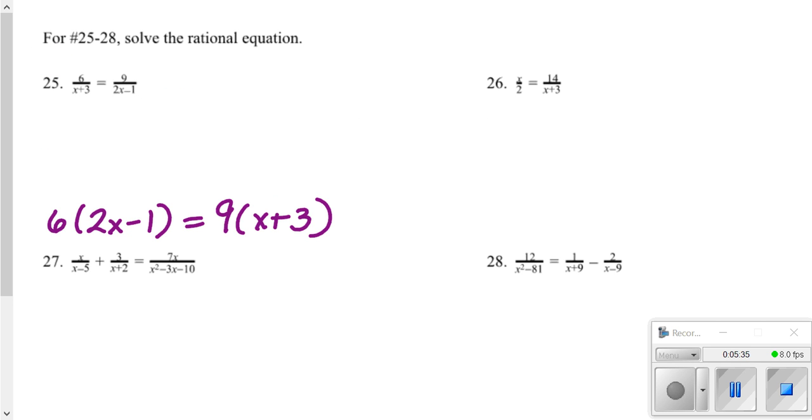Cross multiplying is a horrible term because even though you are multiplying, it's not a good cue in your head. It's very frustrating, I think. We should have a better word, but I don't really know what it would be.